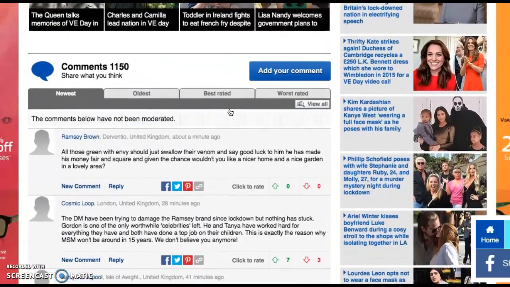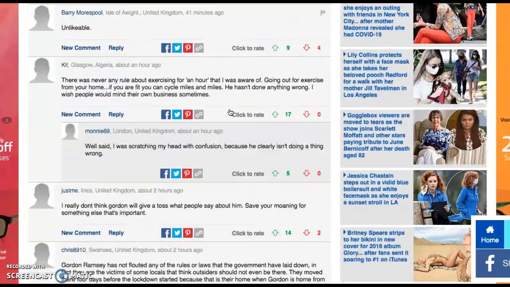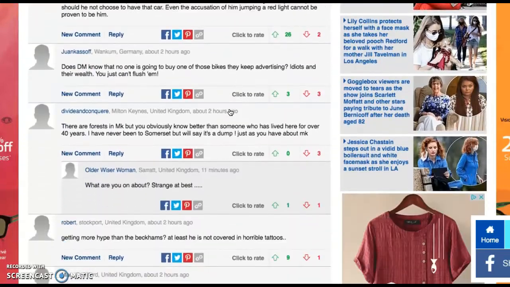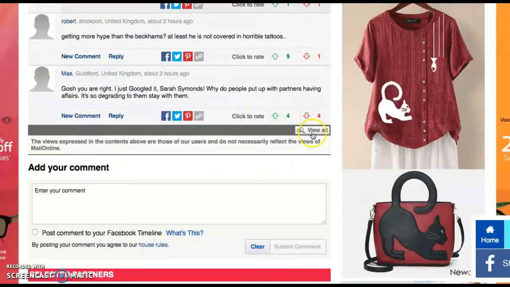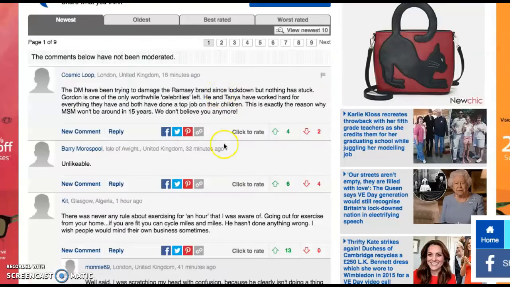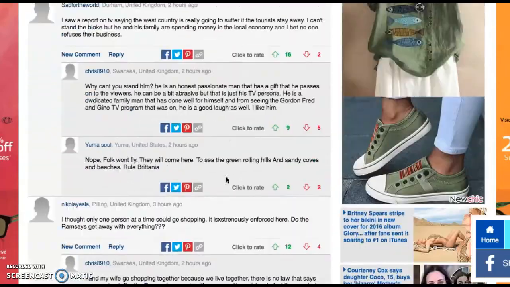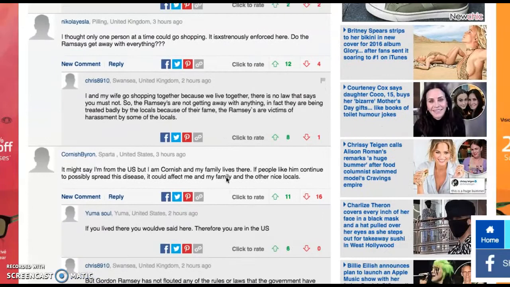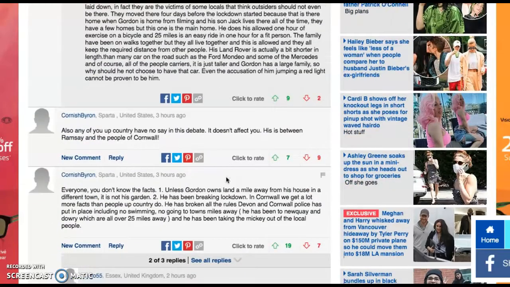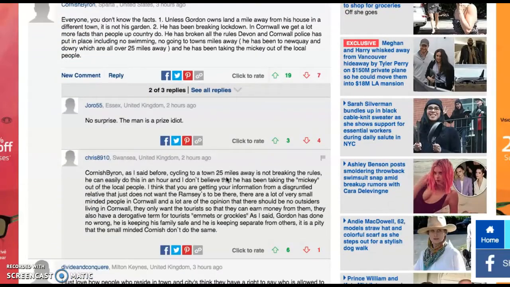What I wanted to show you though was this comments bar at the bottom, which is quite unique to the Daily Mail. This is what a lot of people actually go to the Mail online for. It's comments from individual people about the article, and as you can imagine, it can get quite nasty.